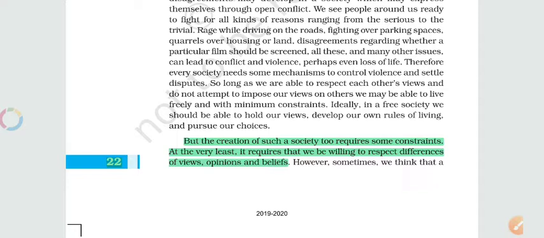Okay, but the creation of such a society too requires some constraint. At the very least, it requires that we be willing to respect differences of views, opinions, and beliefs. As you know, every person has different opinions, views, and beliefs. So in a good society, having some constraint, we have to respect the different views, opinions, and beliefs.